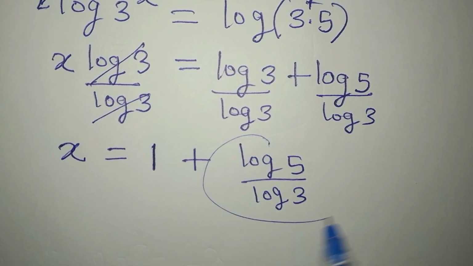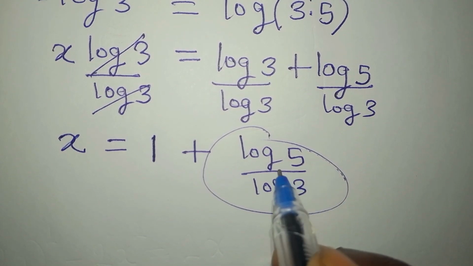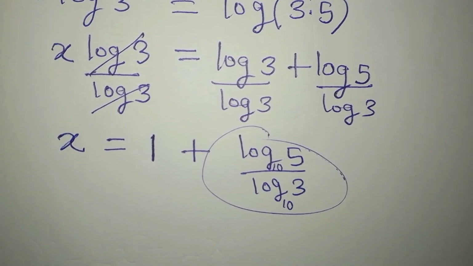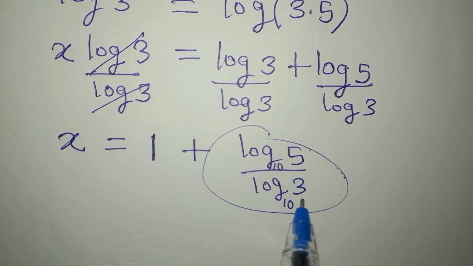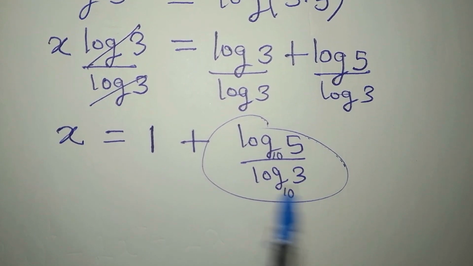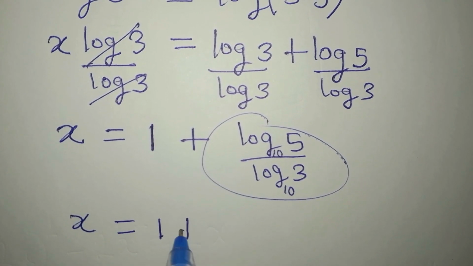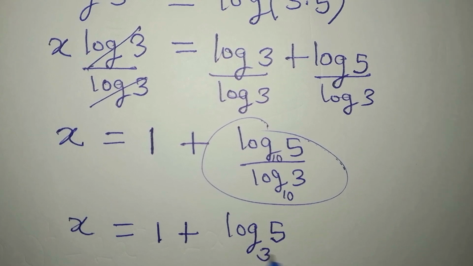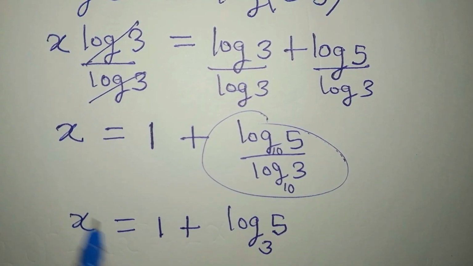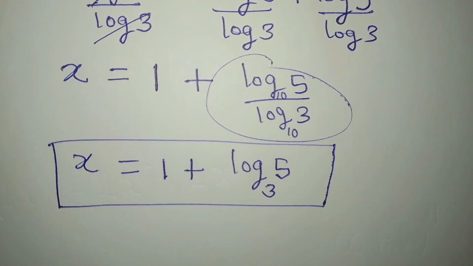We can still simplify this as we change the base. This is automatically to base 10, this is to base 10, this is also to base 10. So if we want to change the base from base 10, then we shall have log 5 to the base of 3. The base 10 will disappear. So our x will now be 1 plus log 5 to base 3, no longer to base 10, right? So this is the value of x that will satisfy the given equation.